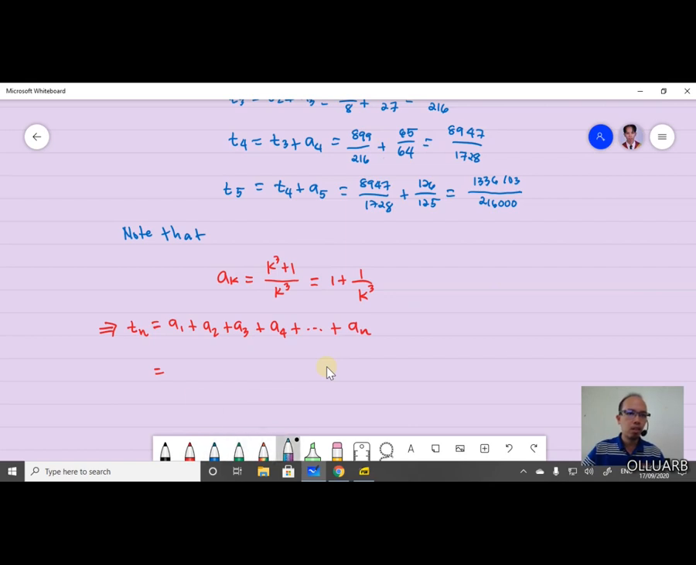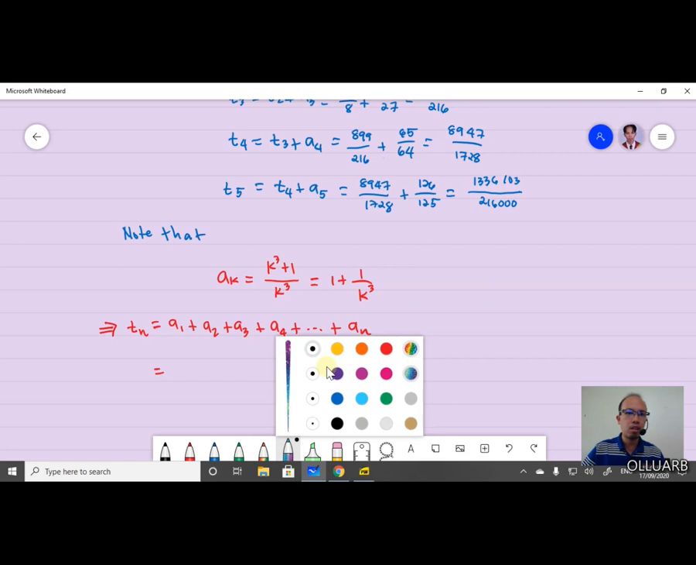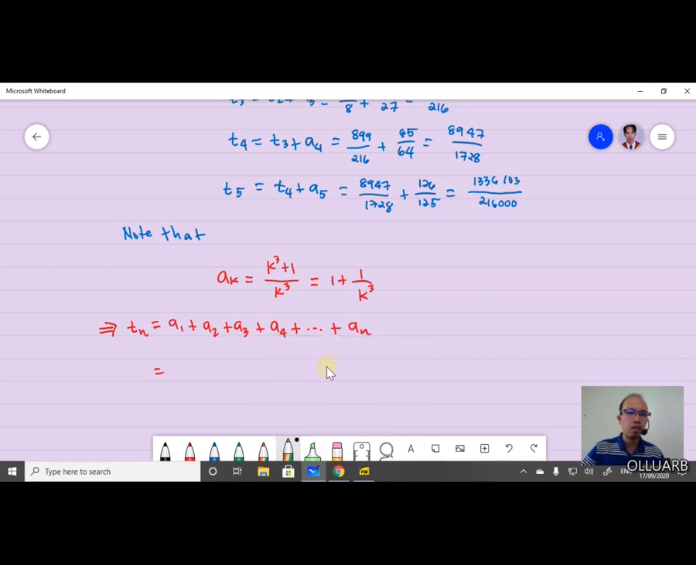let's try a color. This one, galaxy. What happened?